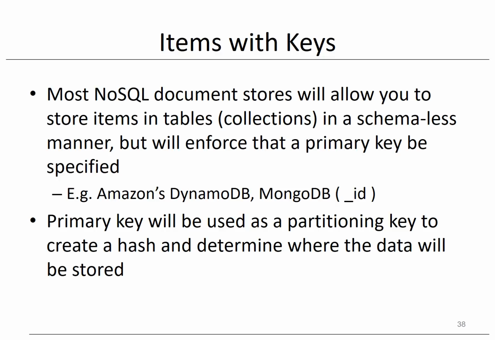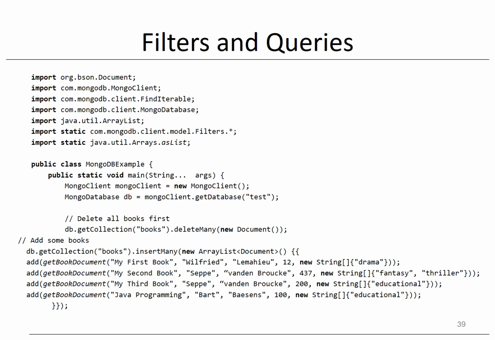Just as with key value stores, the primary key will be used as a partitioning key to create a hash and determine where the data will be stored. The primary key of each item can be used to rapidly retrieve a particular item from a collection. But since items are composed of multiple attributes, most document stores can retrieve items based on simple filters. Therefore, they typically also offer a richer API than key value stores, with functionality to query and manipulate document content.